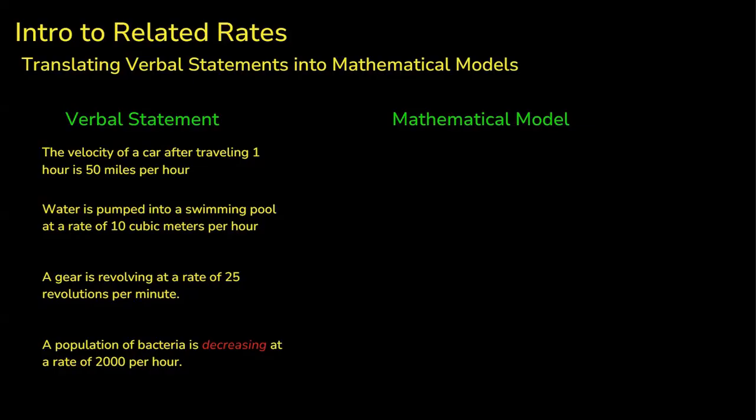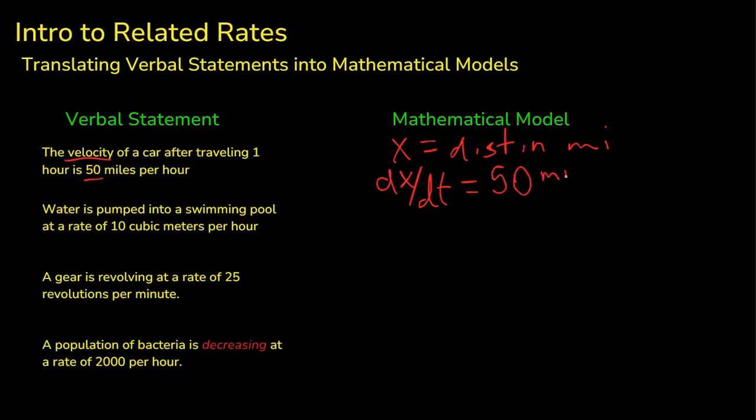A couple more things: it's important to be able to translate a verbal statement into a mathematical model with related rates. So for example, the verbal statement, the velocity of a car after traveling 1 hour is 50 miles per hour. In the mathematical model, we could say that x equals the distance in miles, and the velocity after traveling 1 hour is 50 miles per hour. So that would be dx/dt equals 50 miles per hour when t equals 1. So that's the information that's given in that verbal statement.